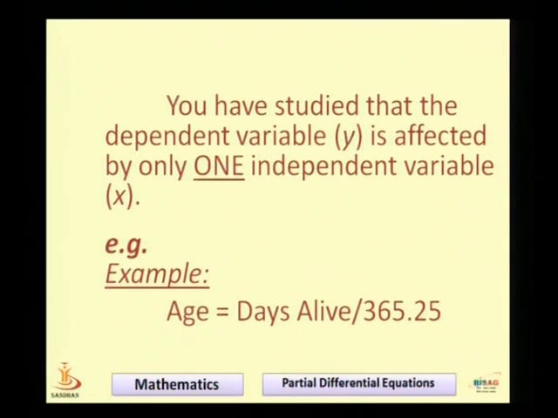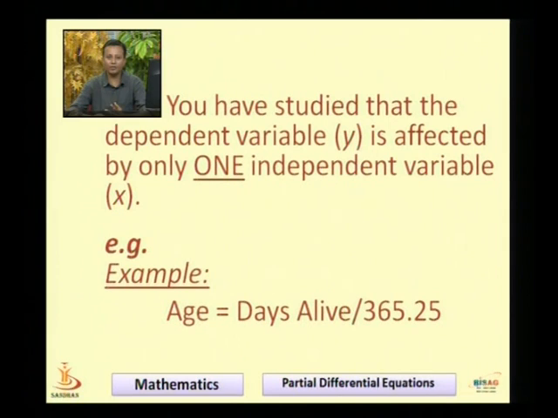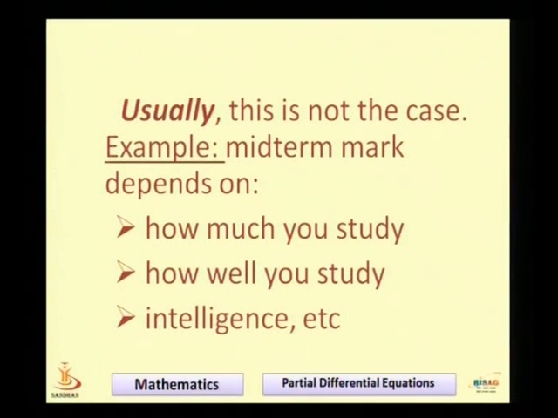So in case of one independent variable, you have studied the calculus of one variable, that is limit of one variable, continuity of one variable, and then differentiation, that is derivative with respect to one variable. For example, age is equal to days alive per 365.25 days. So age depends on only one variable, that is number of days alive. Usually this is not the case.